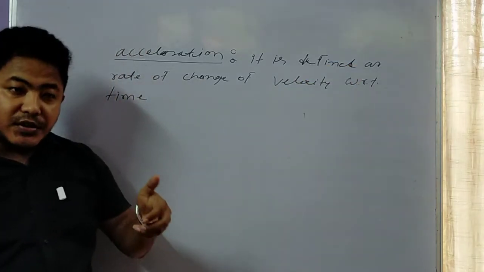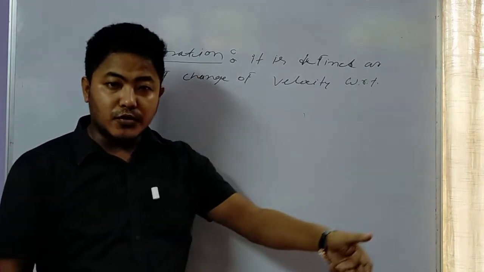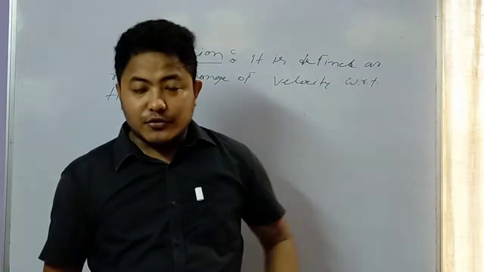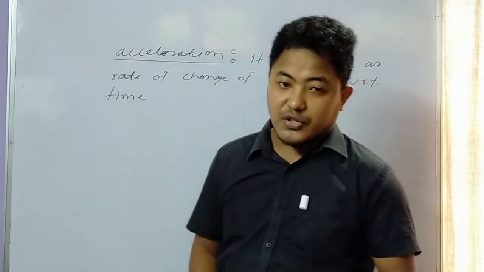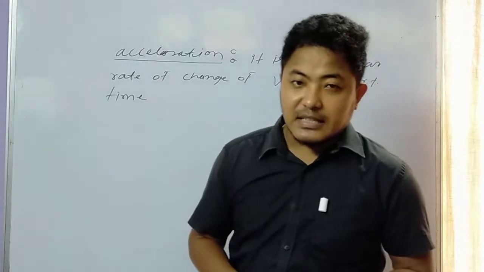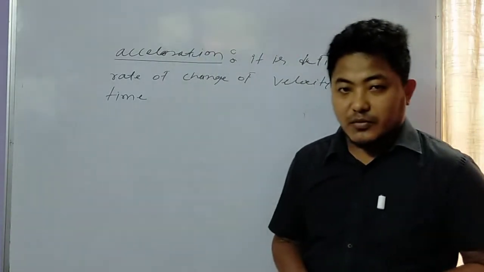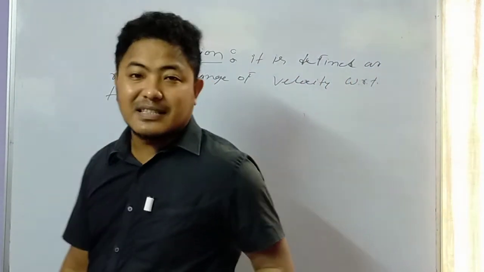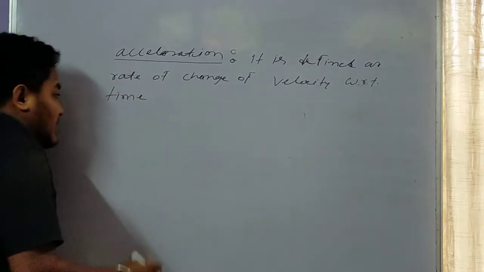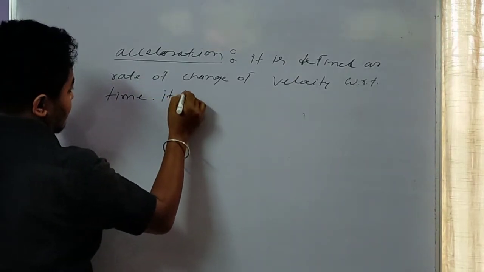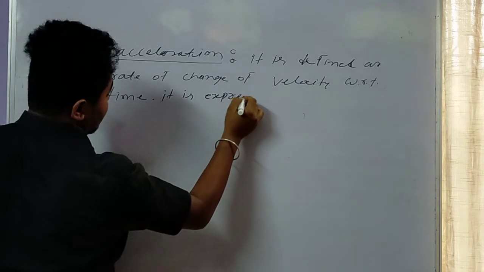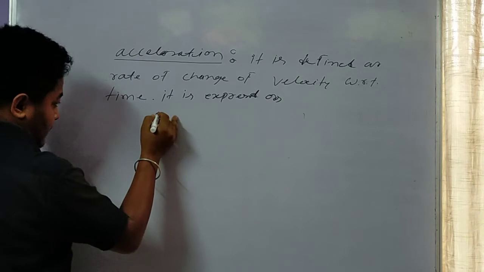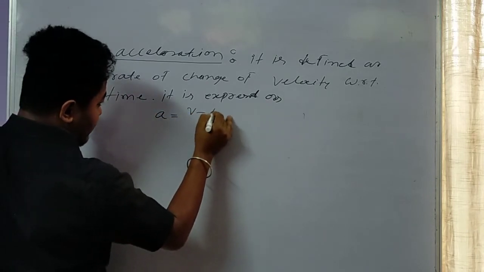Remember, velocity might change in positive order and velocity might change in negative order also. If it is changing in positive order, it will be acceleration. And if it is decreasing, then it will be known as retardation or deceleration. We have got this concept in class 9th or 10th. So it is expressed as a is equal to v minus u by t.